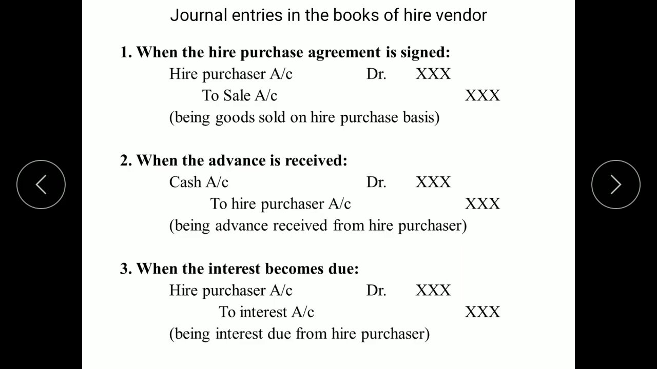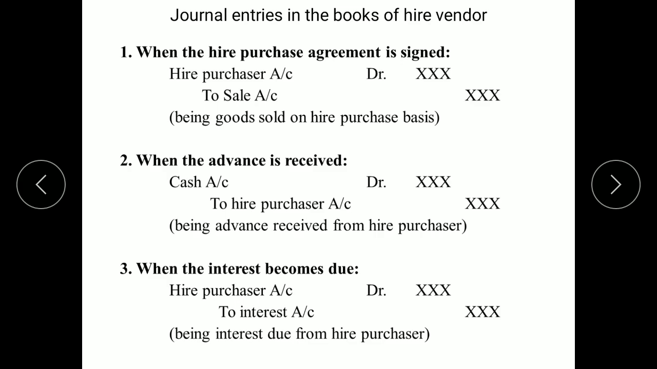Next, in the books of hire vendor, the first journal entry is when hire purchase agreement is signed. So here the hire vendor will be treating the agreement or transaction as a sale made. So the journal entry is hire purchaser's account debit to sales account. So here he will be debiting the account with the total cash price of the asset. He is treating it as a sale, so he is debiting the account with the total cash price of the asset.